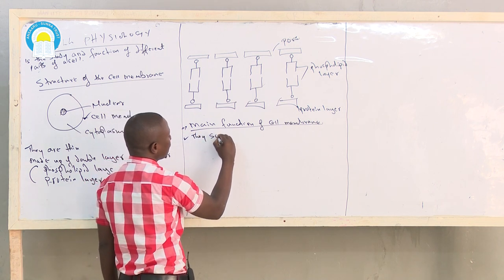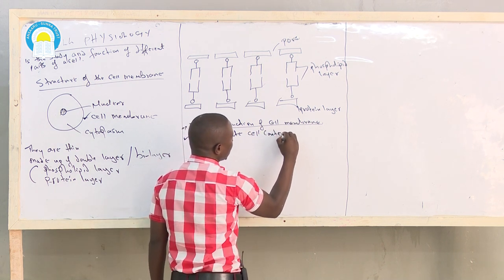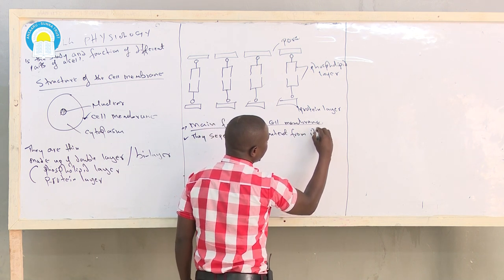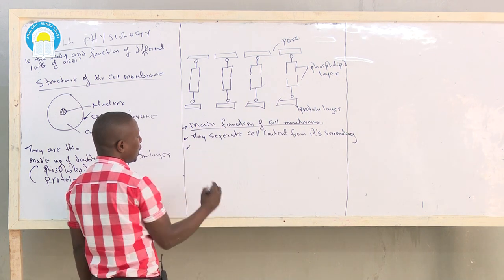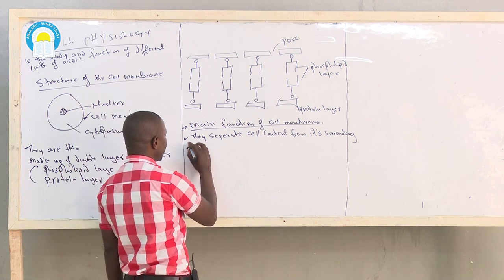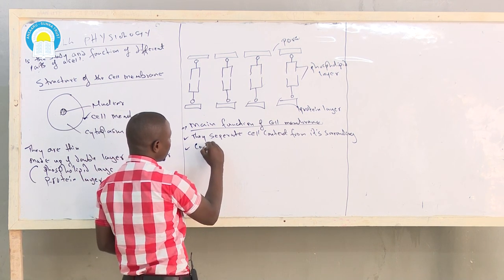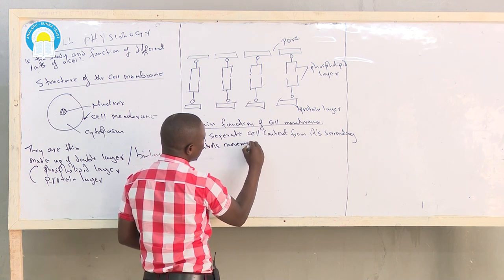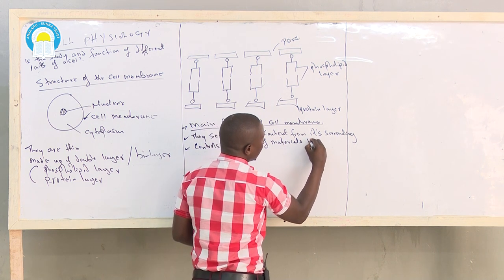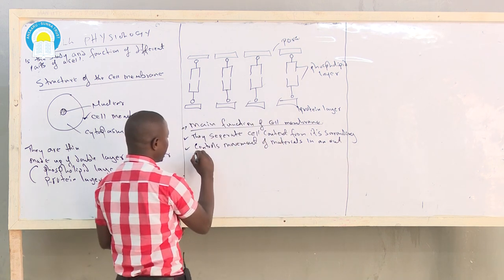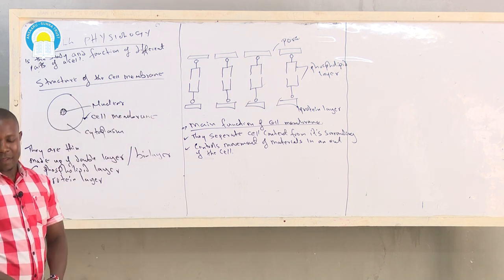They separate cell content from its surrounding. And also you can say it controls movement of materials in and out of the cell. Controls movement of material in and out of the cell.